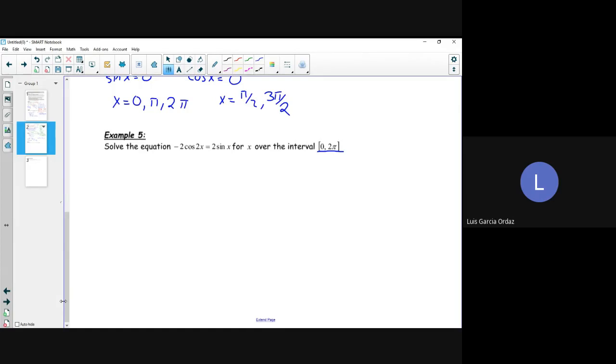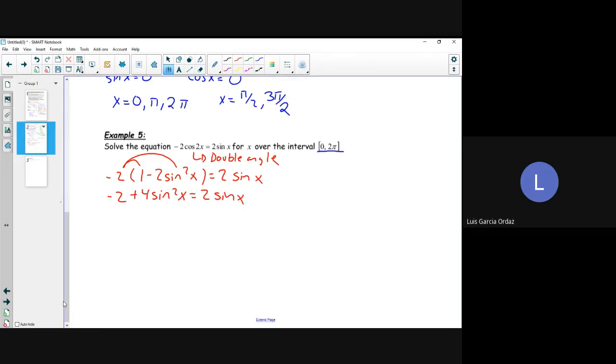As you can see here, for cos 2x we have our double angle formula. And cos of 2x, remember, is 1 minus 2 sine squared x. So we're going to get negative 2 times 1 minus 2 sine squared x is equal to 2 sine x. Now we're going to factor the 2 into our brackets. So we get negative 2 plus 4 sine squared x is equal to 2 sine x.